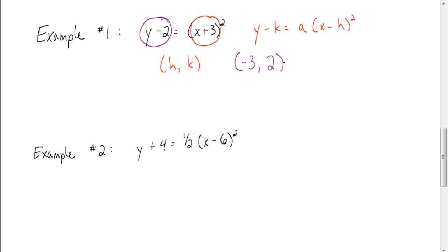Let's see what the equation for the line of symmetry would be. The equation for the line of symmetry would just be x equals -3. It's that simple.